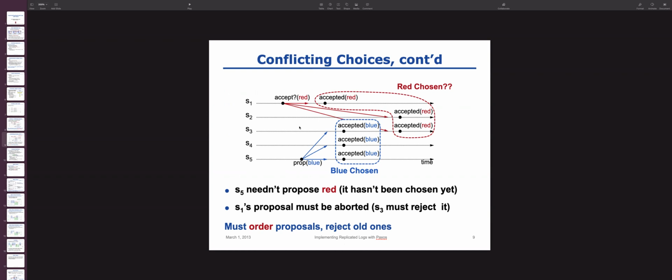Yeah, you're right. Okay, sorry, one second. I think it's not the same. Choosing is an acknowledgement from one instance that it has accepted. You're right.